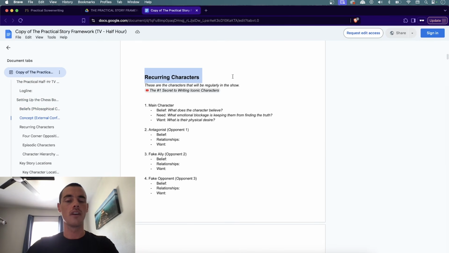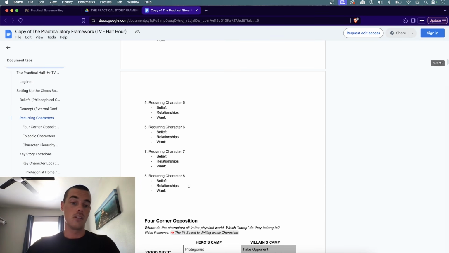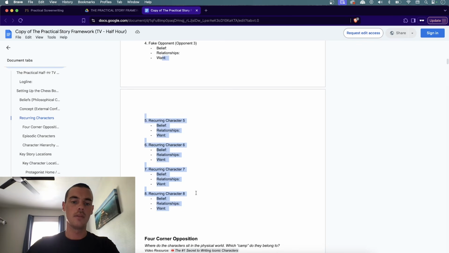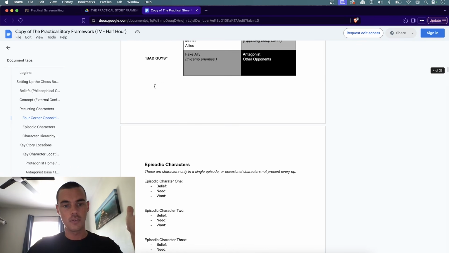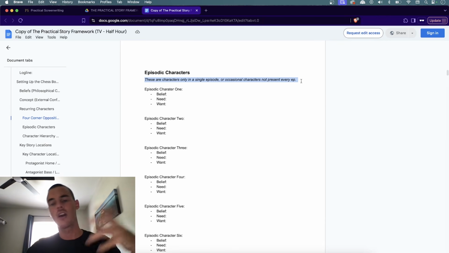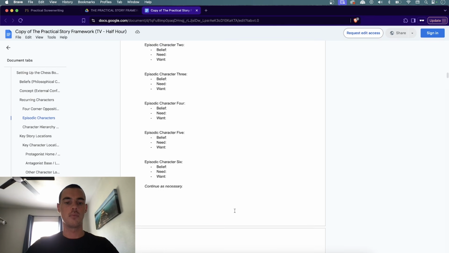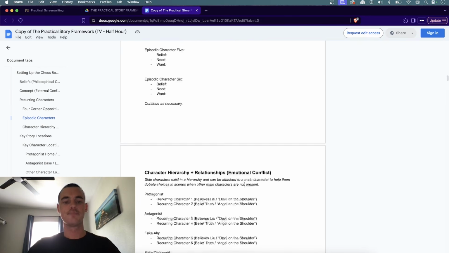Now we have recurring characters. So these are going to be characters that we will see regularly in the show. And who knows how many there will be, but these will be the characters we're seeing over and over again. We still have 4-corner opposition, and then we also have episodic characters that exist only in a single episode, or they are occasional characters that are not present every episode. You can also put them in and continue as necessary.